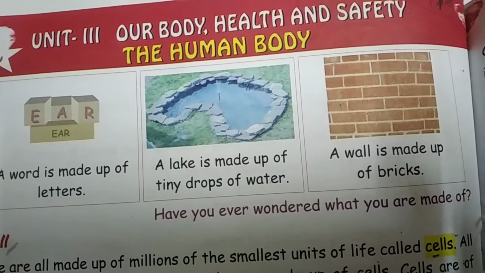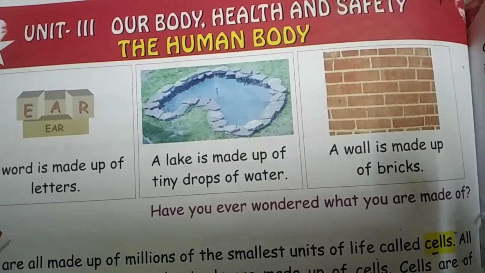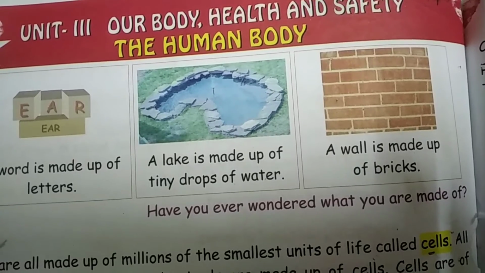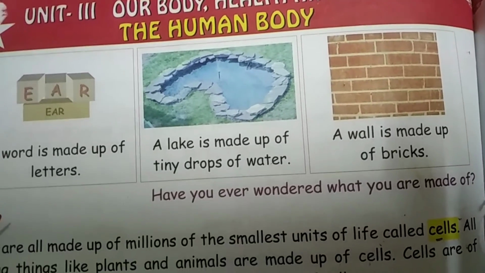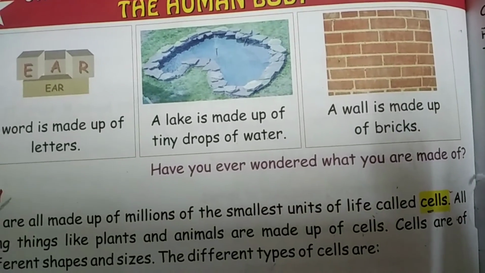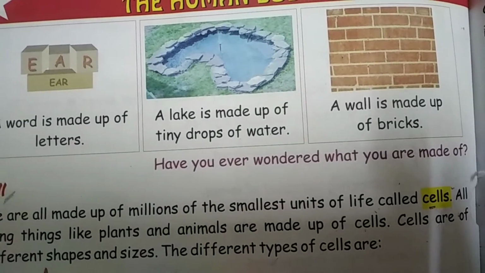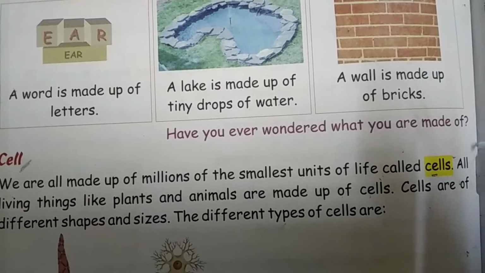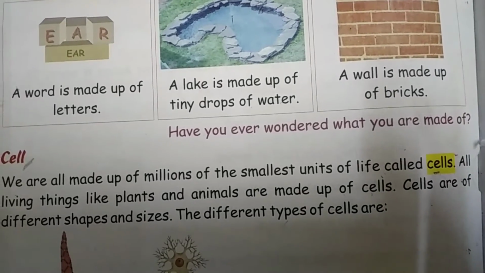So children, we were discussing the human body. In our last class, we discussed the different types of cells. What we mean by a cell is that the smallest unit of life is called a cell. And all living things, like plants and animals, are made up of cells, right?